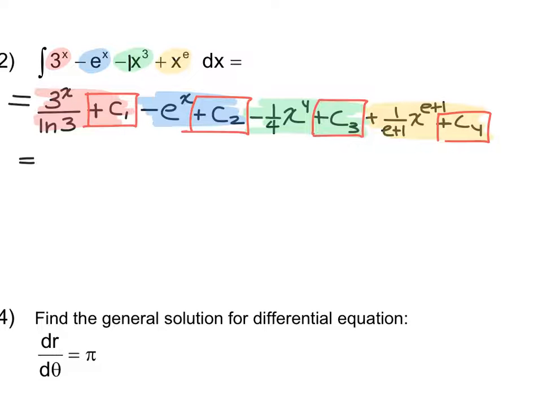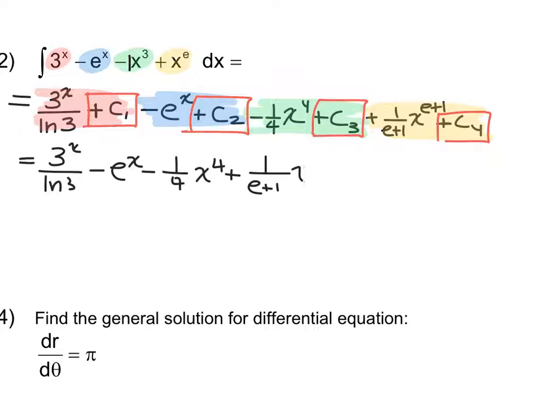All right, so I'm going to have 3 to the x over ln of 3 minus e to the x minus 1/4 x to the 4th plus 1 over e plus 1 x to the e plus 1 plus my new constant, which, since it's the only constant in my expression, can just be c. But if you wanted to make it c sub 5, you could do that.